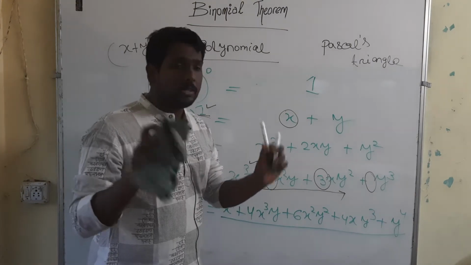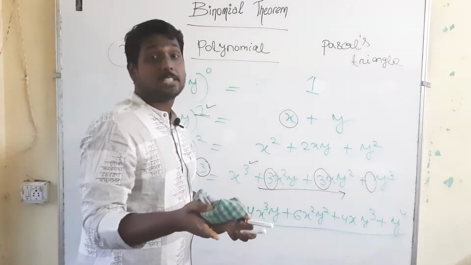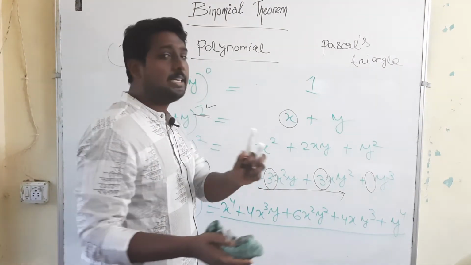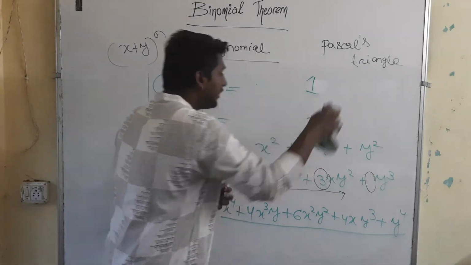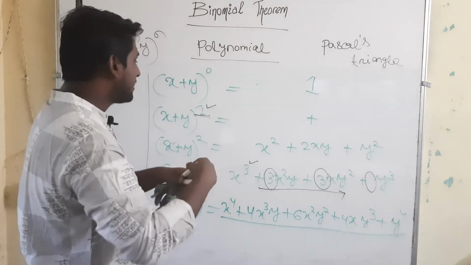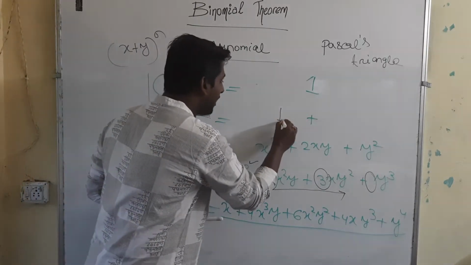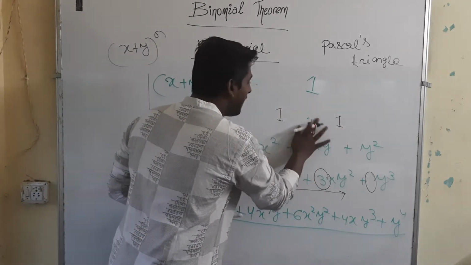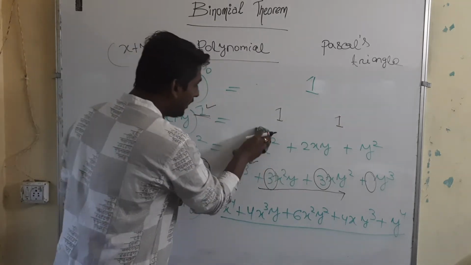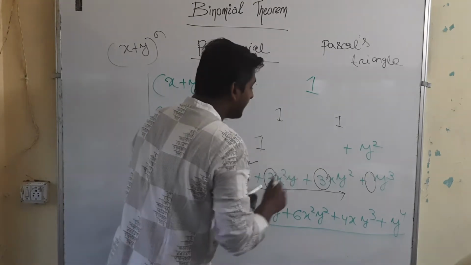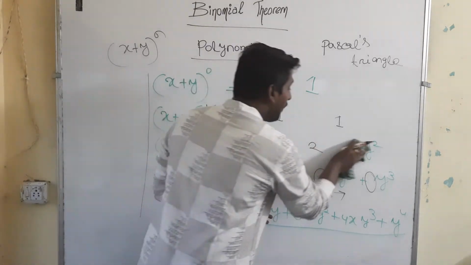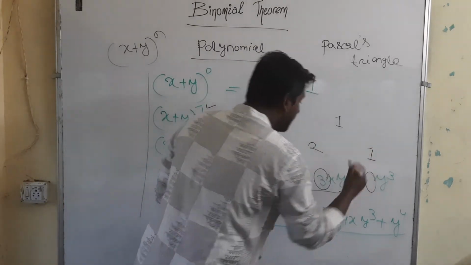So now I am erasing all the variables out of here, and in place of variables I am just writing down their coefficients. So just observe, I have wiped out the variables and in place of them I am writing down their coefficients. Over here for x square the coefficient is 1. For 2xy I can write the coefficient as 2. For y square I can write the coefficient as 1.